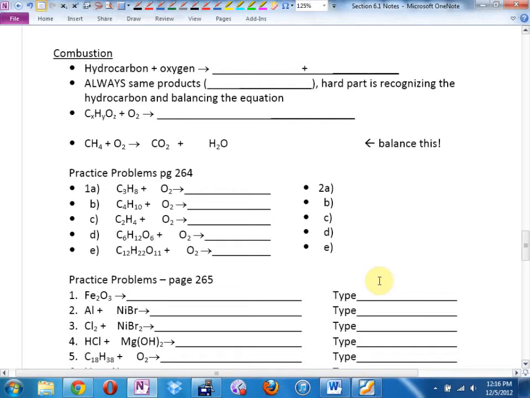Combustion. What does the word combustion mean in science? Not quite blow up. Burn. Sometimes explode, but burn. Okay?